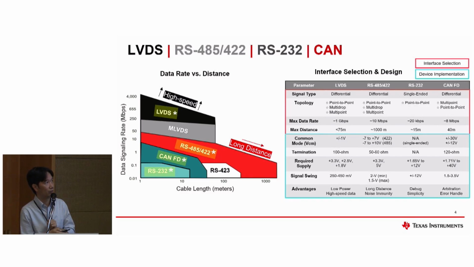Based on these parameters, you can select the suitable standards for you. In terms of device implementation, these are the standard specs. At the bottom here, you can also get an idea about the advantages of each standard. LVDS is low power and offers high-speed data transmission, and RS-485 is long distance and has good noise immunity.